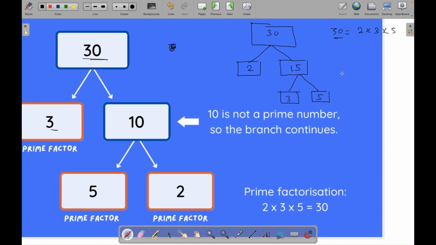Earlier, what did we get? 2, 3 and 5. So both are the same. So 3, 5, 2 or 2, 3, 5, all comprise the same digits. So the prime factorization will result in 2 times 3 times 5, both ways, or any other way that you use. Okay.